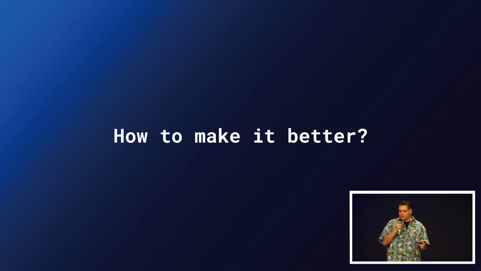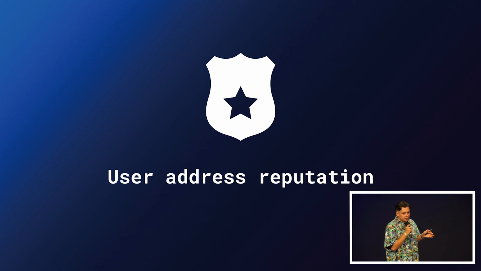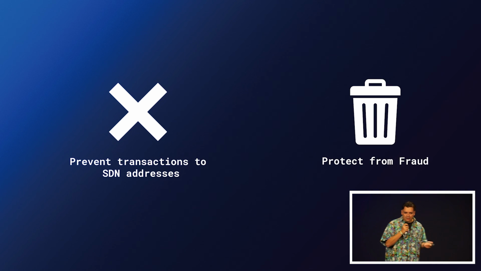How can we make it easier for users not to go to jail, and more compliant, to prevent such cases? Basically, we want a system that will try to track user addresses and say which addresses are not okay to communicate with, building a kind of user address reputation system. The main idea is to prevent any transactions to the SDN list for people who don't want to communicate with the SDN list, and to protect users from fraud and scams. For example, if you don't want to communicate with some scammers, it will be easier to track them by checking the addresses of these users.